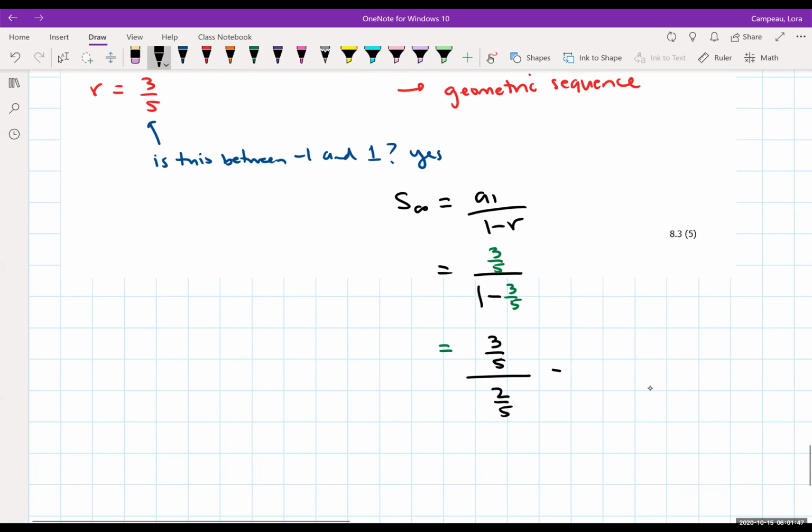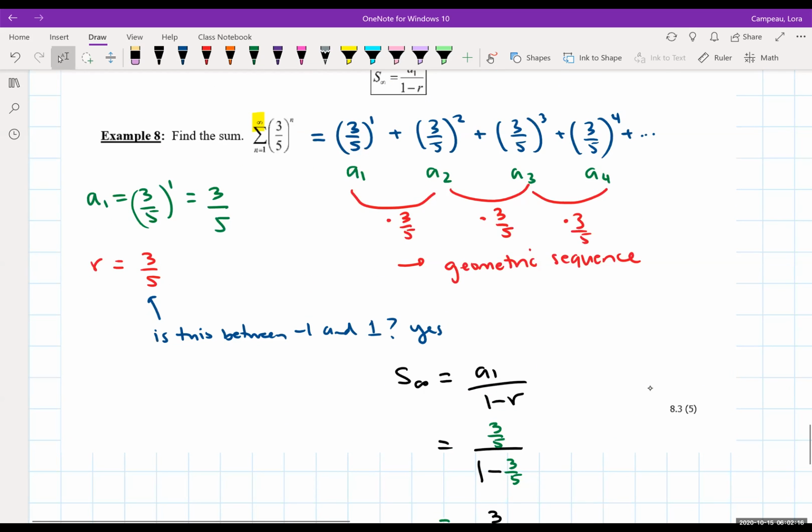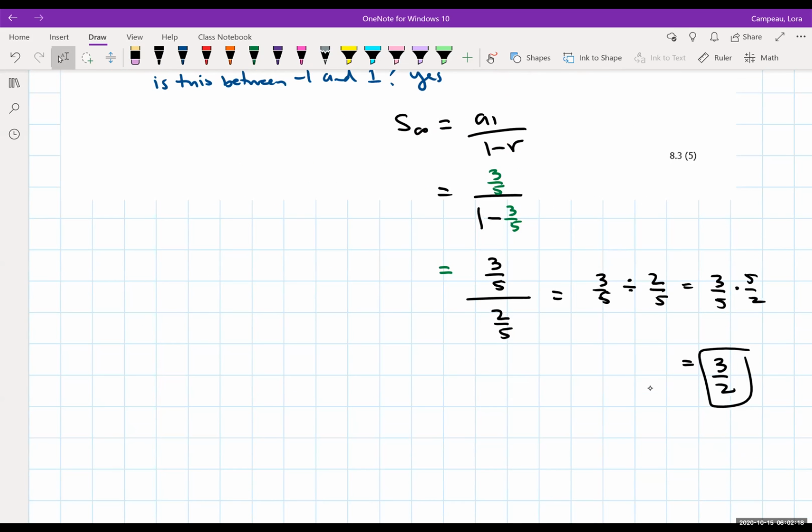You want to do a little bit of division by hand, or feel free to use your calculator. This is the same thing as saying 3/5 divided by 2/5, which is the same thing as saying 3/5 times the reciprocal, 5/2. So we will finally get 3/2, and that is the infinite sum. So that particular series converges to 3/2.